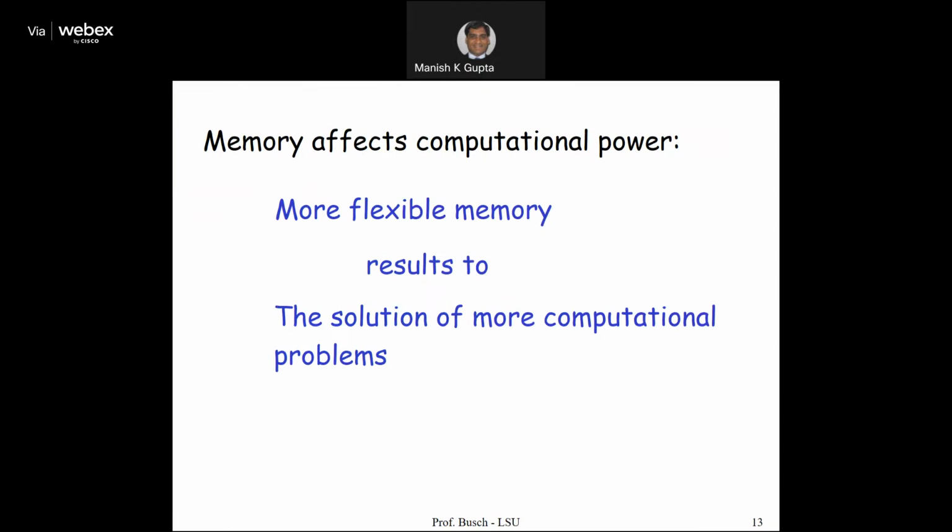Now, memory affects computational power. More flexible memory results in the solution of more computational problems. So this is something you need to remember. Basically, whatever computer you are familiar with, I am doing a mathematical abstraction of it, so that we can understand the limitations and capabilities of the computer: what problems it can solve, what problems it cannot solve, and so on.